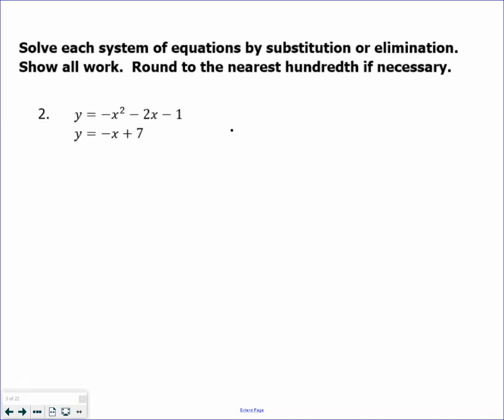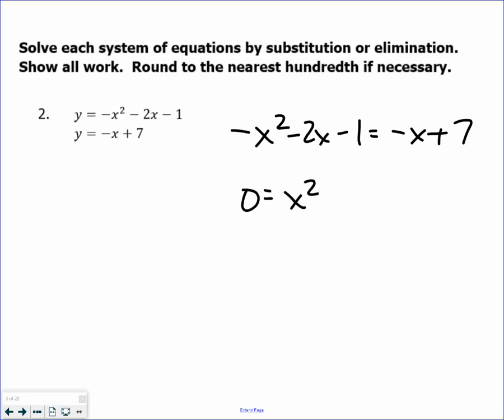Next one, again, y equaling y. So I have two equations in which y equals, so I'm going to set them equal to each other. I'm going to make this equal 0, so I'm going to add x squared, add 2x, and add 1. So I added x squared to both sides, I added 2x to both sides, and then I added 1 to both sides, so that all equaled 0.